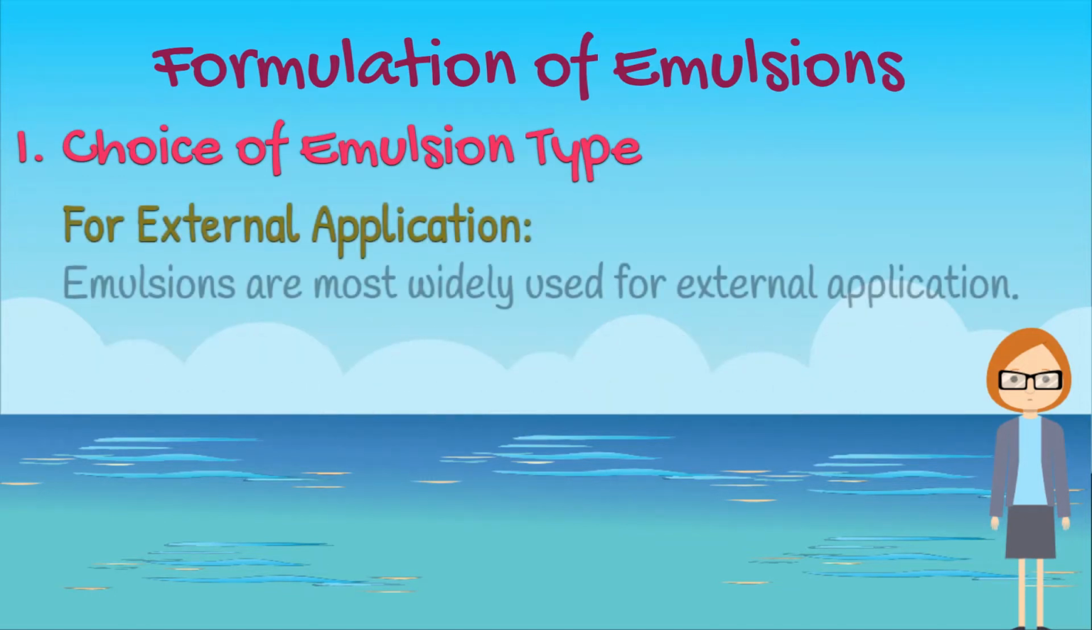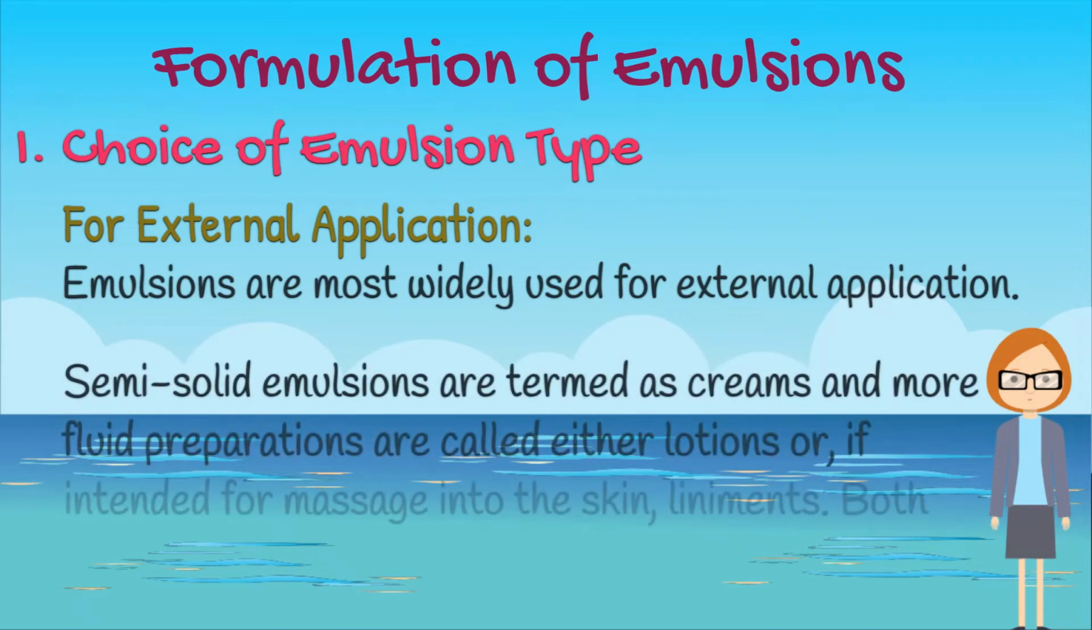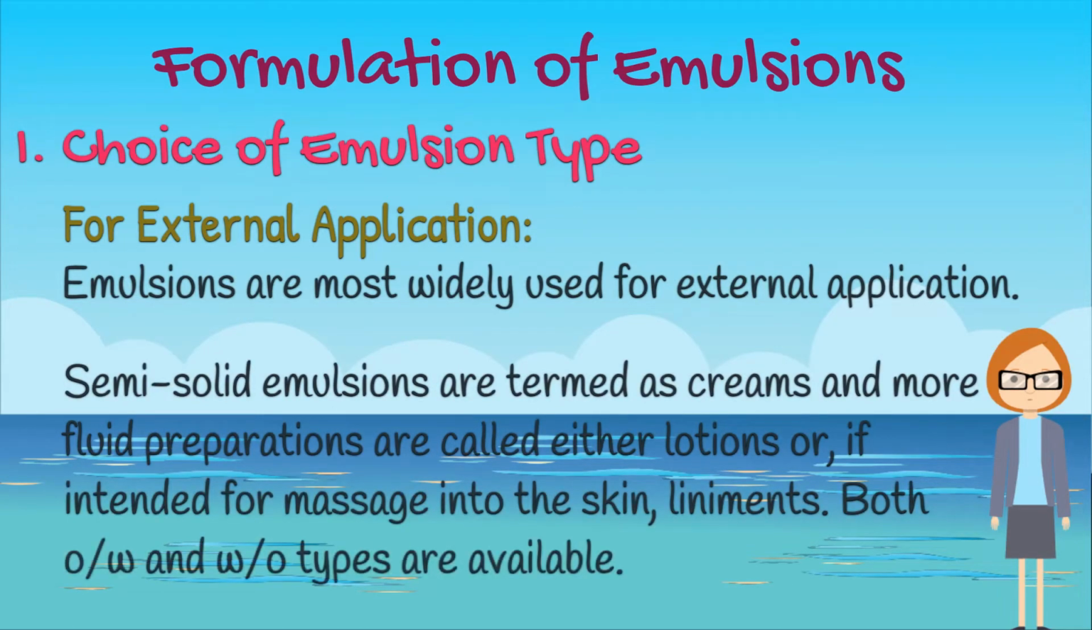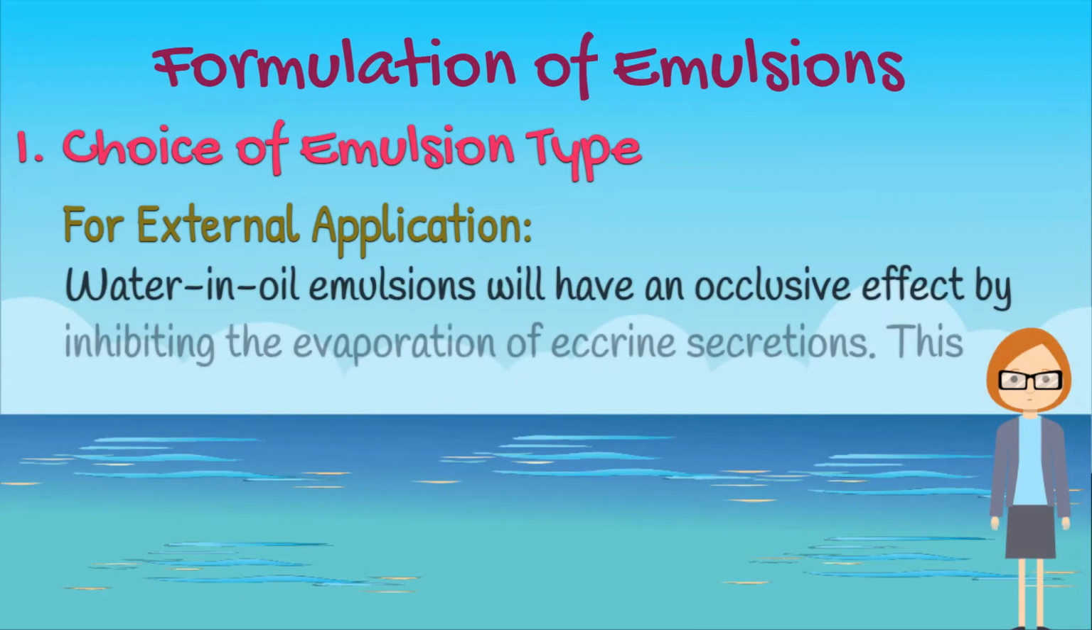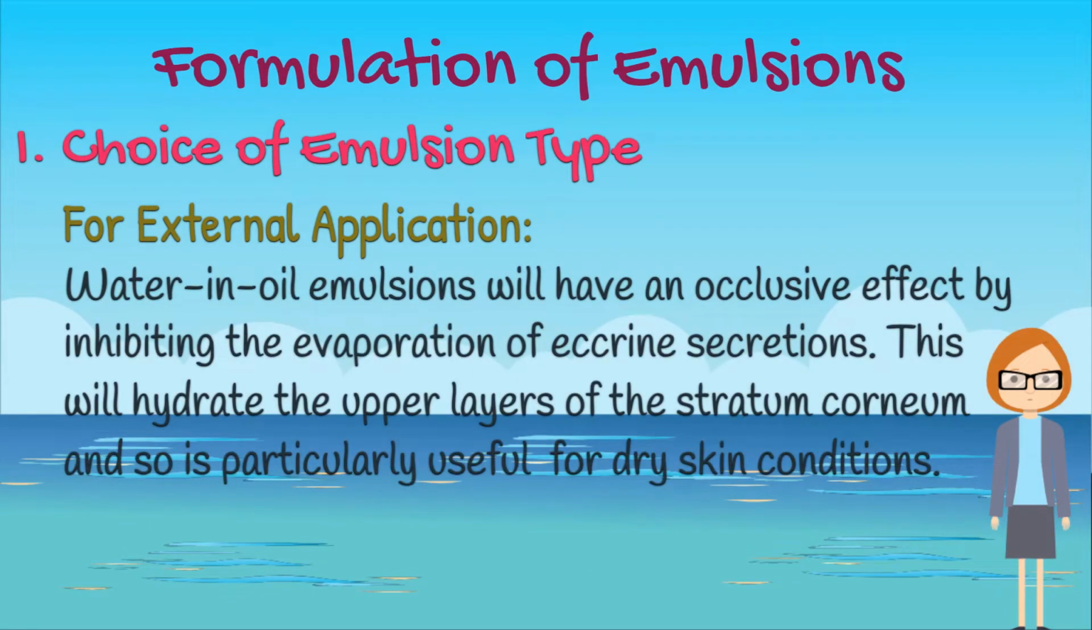Emulsions are most widely used for external application. Semi-solid emulsions are termed creams, and more fluid preparations are called either lotions or, if intended for massage into the skin, liniments. Both oil and water and water and oil types are available. Water and oil emulsions will have an occlusive effect by inhibiting the evaporation of eccrine secretions. This will hydrate the upper layers of the stratum corneum, and so is particularly useful for dry skin conditions.